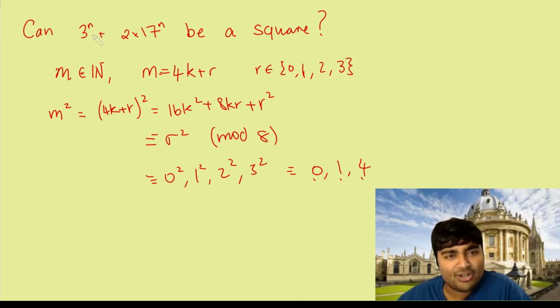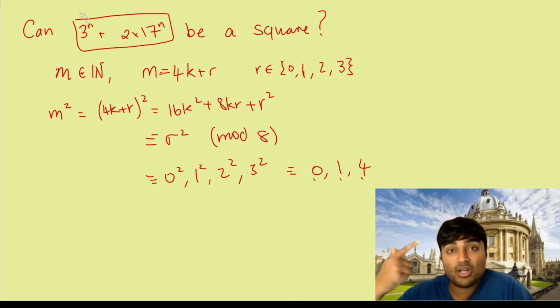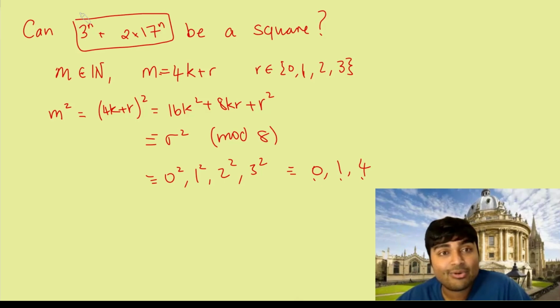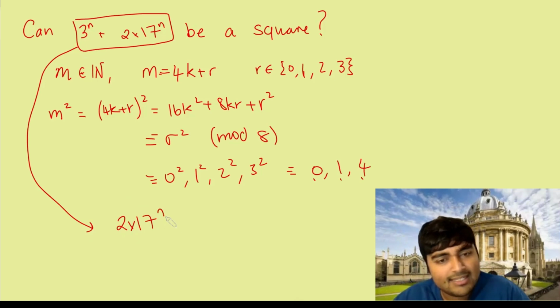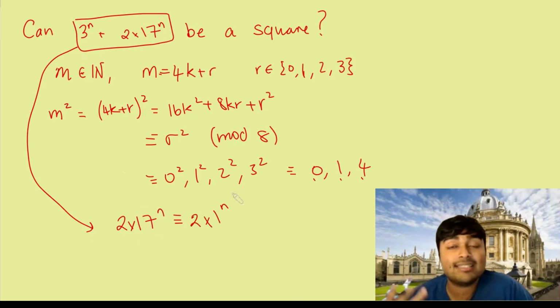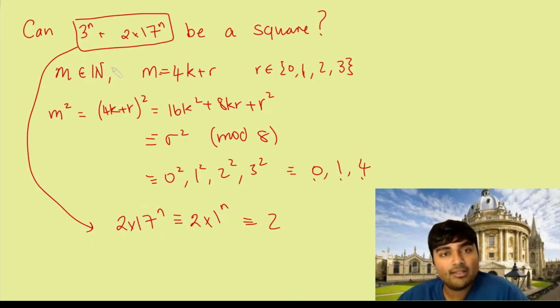Great. So what I'm going to do is show that this expression is never 0, 1, or 4 mod 8, and therefore can never be a square. So let's look at this expression mod 8. Well, 3 to the n is a little less easy to see mod 8, but 2 times 17 to the n is quite nice. 17 extremely conveniently is 1 more than 16, so this is the same as 2 times 1 to the n, because 16 is a multiple of 8. And 1 to the n, no matter what n is, is always 1, so this is 2. Okay, cool. So this thing here is 2 mod 8.